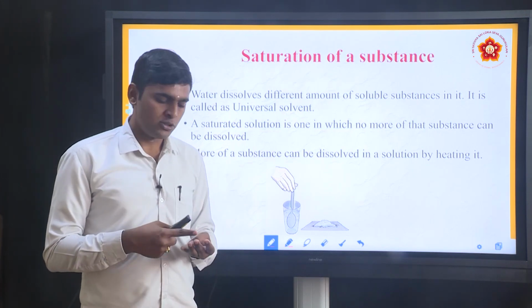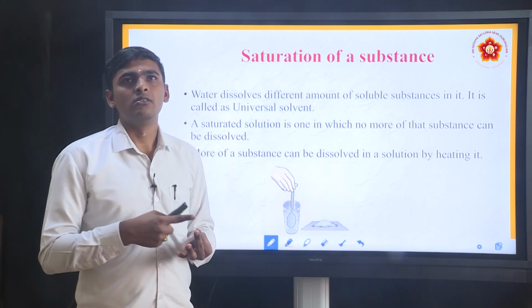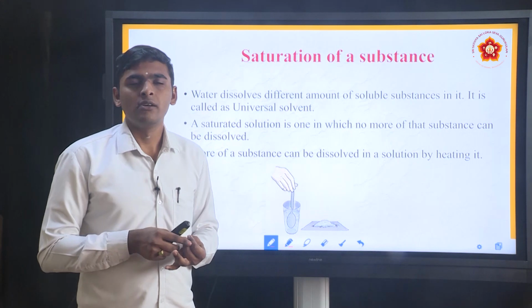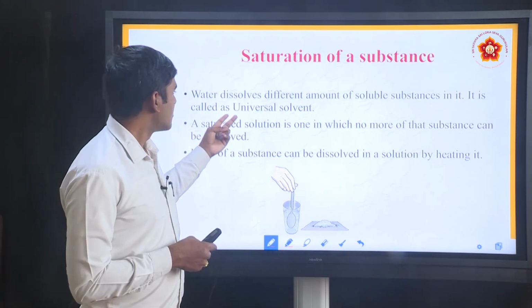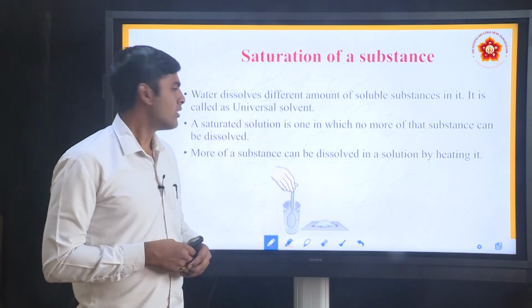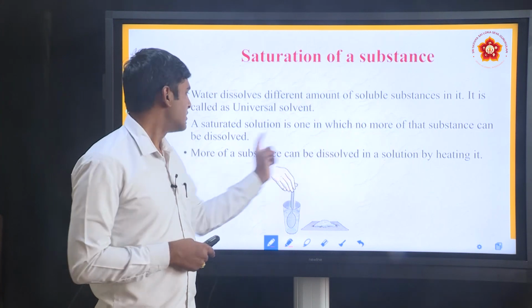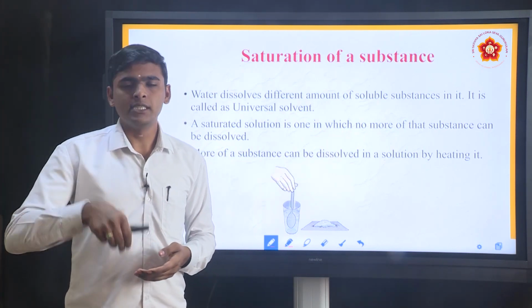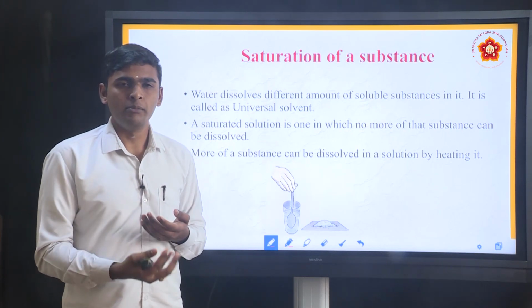and it also can dissolve many types of liquids in it, many kinds of oils or any liquids, and it also can dissolve many gases in it. So, we can call water a universal solvent. A saturated solution is the one in which no more of that substance can dissolve. Until a certain limit, any substance in water can dissolve. After that, it cannot dissolve. So, it will remain in the beaker.